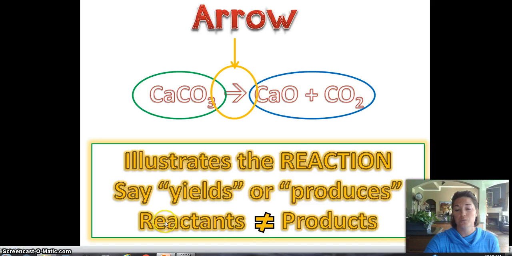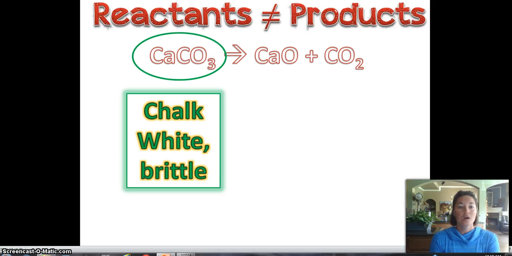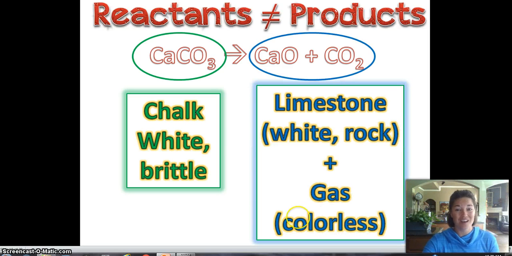Now, what I want you to understand is that the reactants do not equal the products. In a math equation, what you start with equals what you end with, but that's not the same with a chemical equation because reactants are not the same as products. So let's talk about that. In our equation, calcium carbonate produces calcium oxide and carbon dioxide. Calcium carbonate, that's the chalk. Some physical properties of chalk are that it's white and brittle, but calcium oxide is limestone. It's white, but it's a very hard rock. It's not brittle at all. So it's got completely different physical properties than what it started out as.